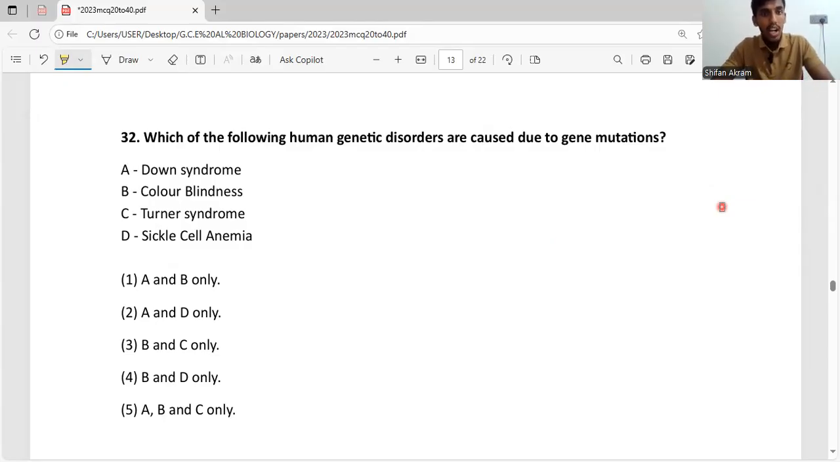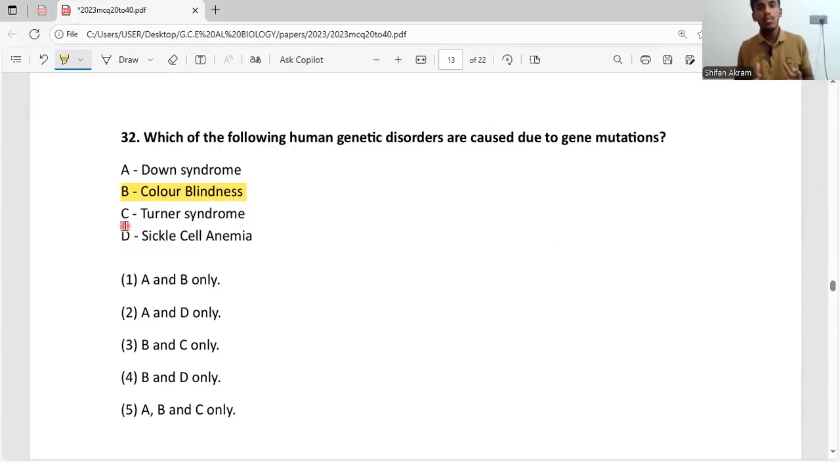Then second one, we have color blindness. Now color blindness is a gene mutation. This is correct. Why? It is caused by a gene mutation in the gene that encodes for the photopsin pigment. So photopsin is the pigment present in the eye that usually detects red, blue and green colors. And due to a mutation in this gene, the person cannot detect these colors and it causes color blindness. That statement is correct. And third one, we have Turner syndrome.